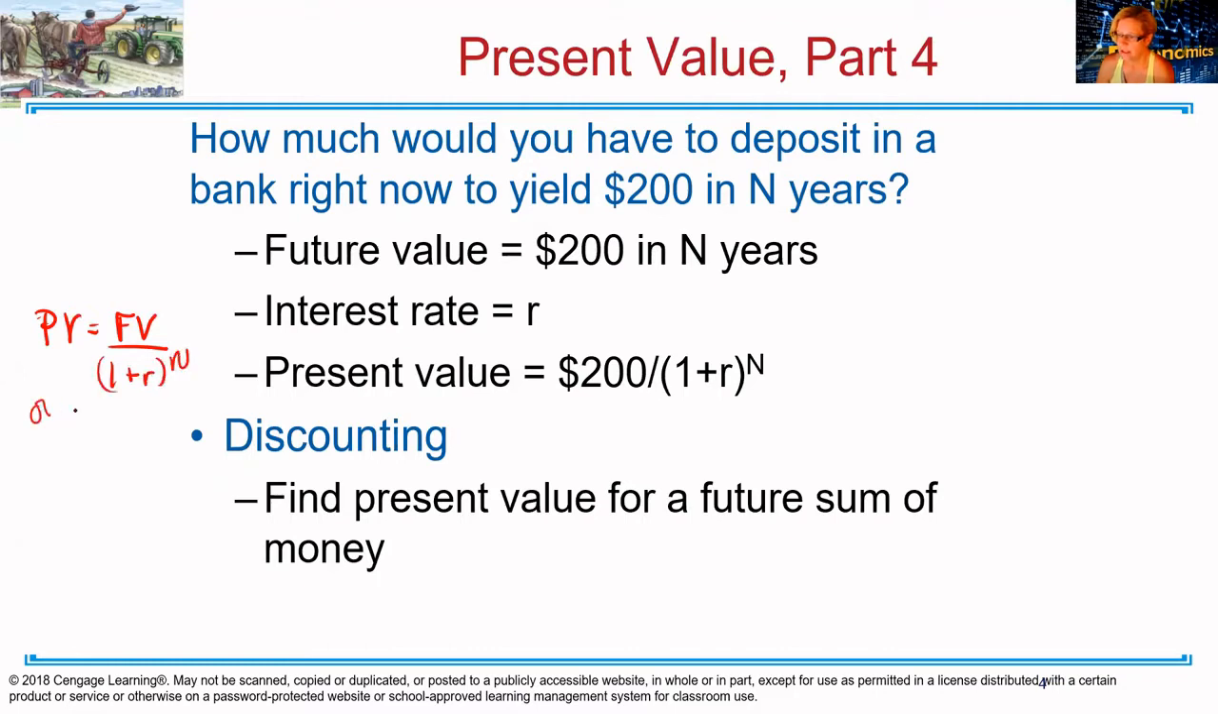Or what we can say is the present value is equal to the future value times 1 plus the interest rate to the negative nth. It's doing the same thing. So this is the reciprocal, if you will, of the future value. It's what we call the present value.